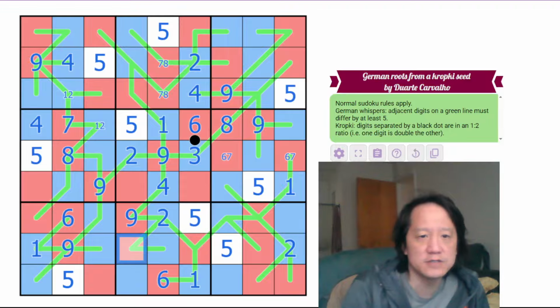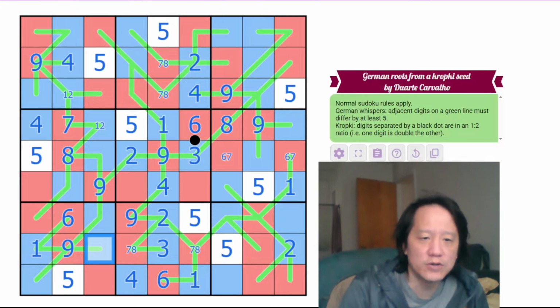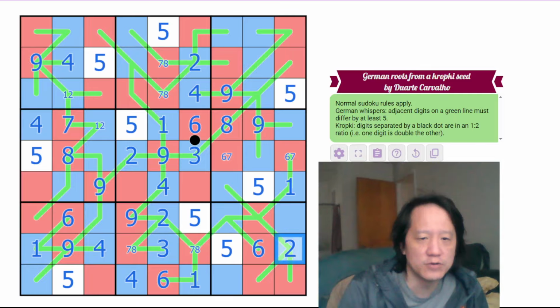That leaves this as a 7, 8 pair here. This must be 3. This is 4. That leaves this as a 4. And that leaves this as a 6 because that's the only remaining digit in row 8. That makes this a 1.